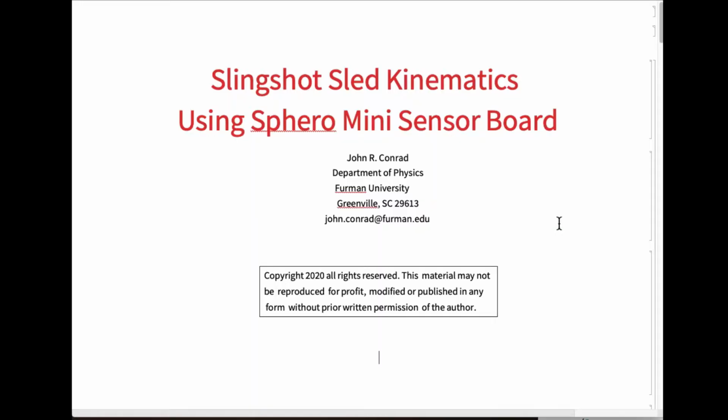The first experiment we'll be doing in the course with the Sphero mini sensor board. It's a Slingshot Sled Kinematics experiment. It simply involves position, velocity, and acceleration. You use the Sphero mini sensor board to measure the acceleration as a function of time, and then this Mathematica document that you're looking at on the screen now integrates the acceleration to get the velocity, and then integrates the velocity to get the position.